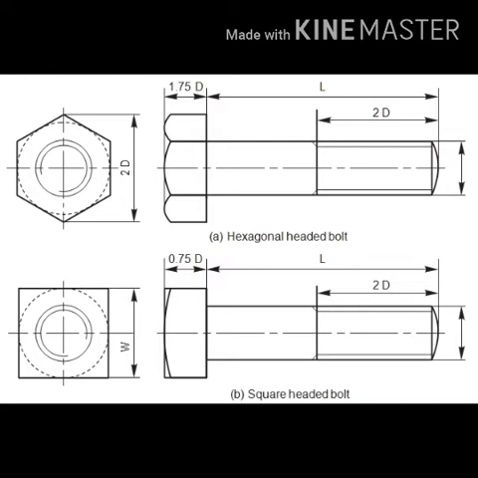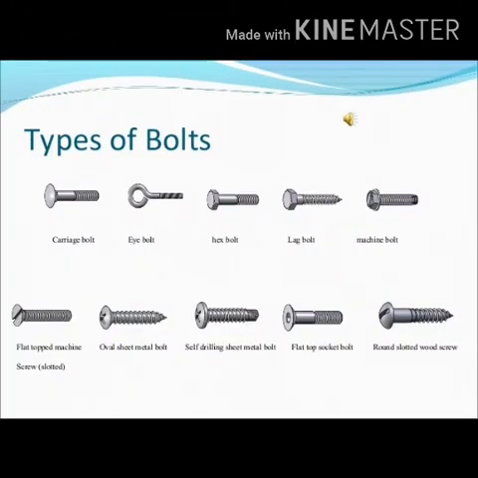In the second figure there is an exception. That means the width across the flat, especially in the side view, W is marked. The term W is marked. Its value is always 1.5D plus 3.